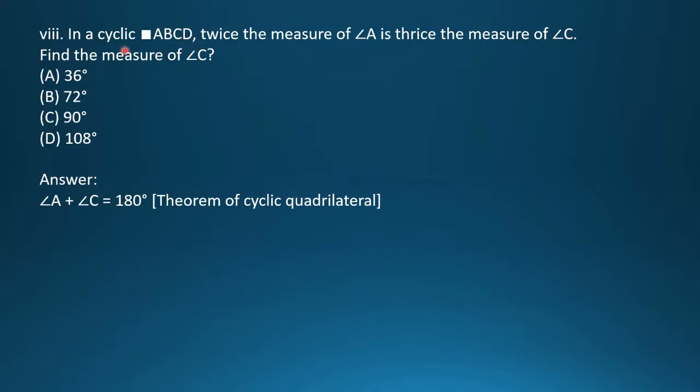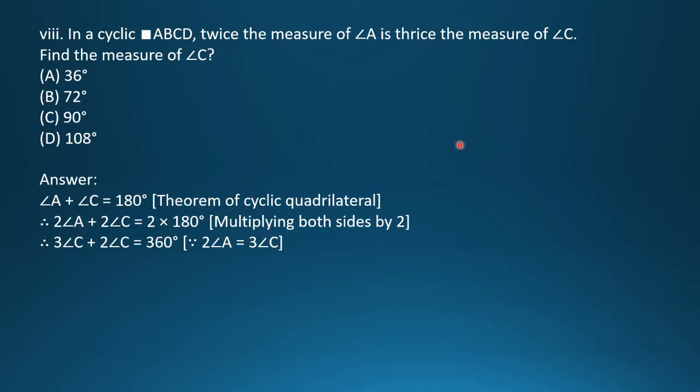ABCD is a cyclic quadrilateral, and we know that by the cyclic quadrilateral theorem, opposite angles of a cyclic quadrilateral are supplementary. So angle A and angle C are the opposite angles, and angle A plus angle C will give you 180 degrees. That is by the theorem of cyclic quadrilateral. Also, if we multiply by 2 throughout, 2 into angle A plus 2 into angle C is equal to 2 into 180 degrees. Now also in the question it is said, twice the measure of angle A is thrice the measure of angle C. That means 2 times angle A will be equal to 3 times angle C. So in place of 2 into angle A, we'll write 3 multiplied by angle C.